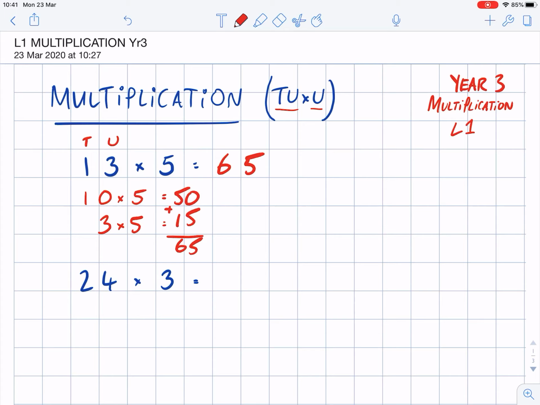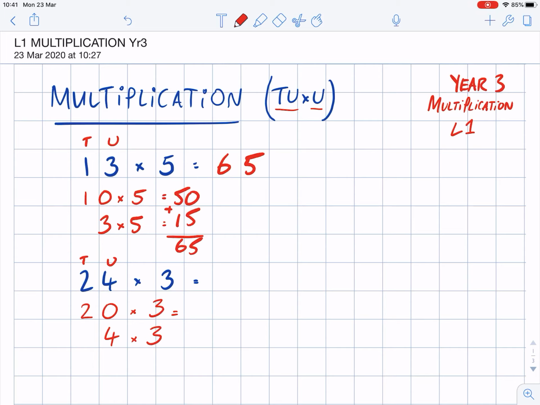So I'll go through that once more and we'll look at 24 multiplied by 3. So again, I need to partition my 2-digit number into tens and units. So I've got 2 tens, which is 20, and I've got 4 units. Just like before, I need to multiply both of those numbers by whatever is in the question. This time it's a 3.